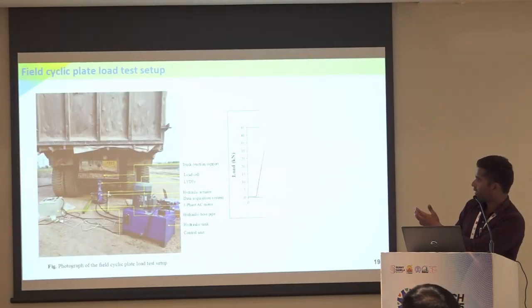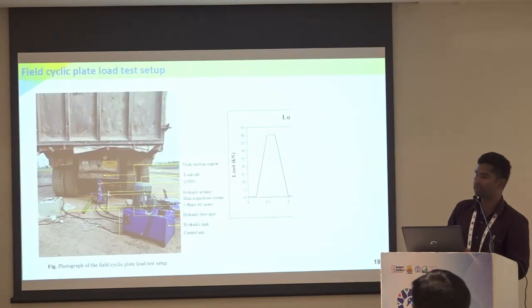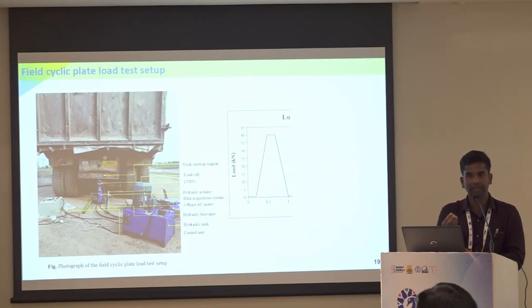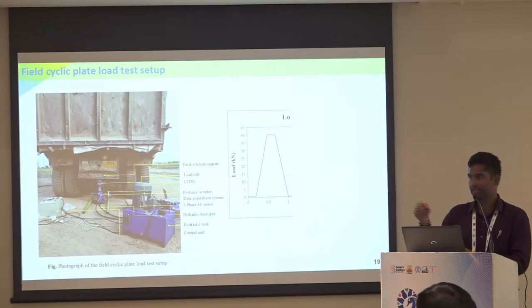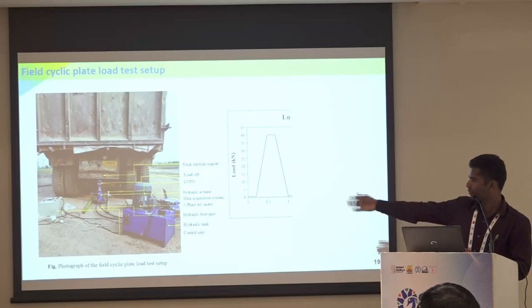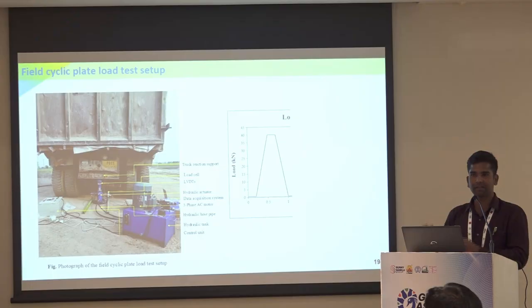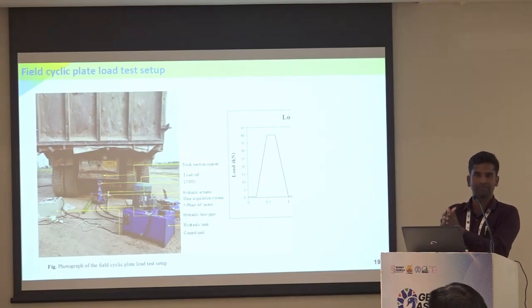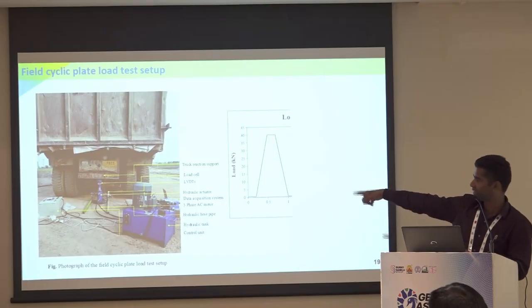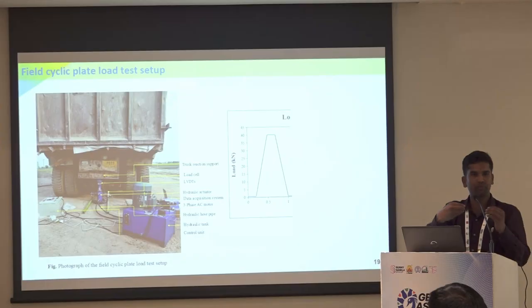And here comes a cyclic test. Under the cyclic test, we want to evaluate the traffic benefit ratio, how it is coming, because it is directly used as an input design parameter. My two students have fabricated this cyclic plate load test. Initially we were thinking it might go to a very high cost, but at 4.5 lakhs, inclusive of GST, they were able to come up with this equipment on their own, with a small input from the industry people helping us.